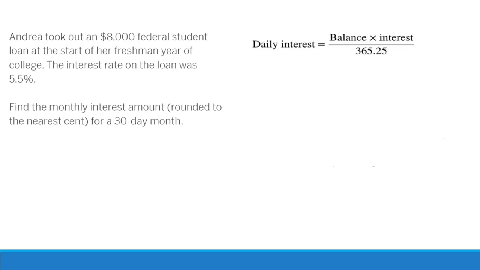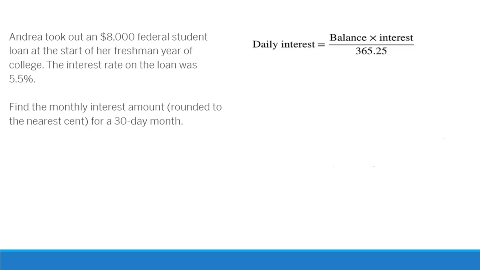Andrea took out an $8,000 federal student loan at the start of her freshman year of college. The interest rate on the loan was 5.5%. Find the monthly interest amount rounded to the nearest cent for a 30-day month. Pause the video and work the problem out yourself.